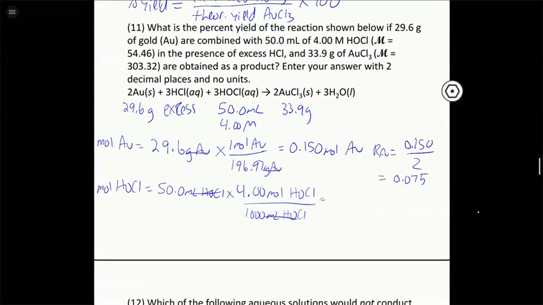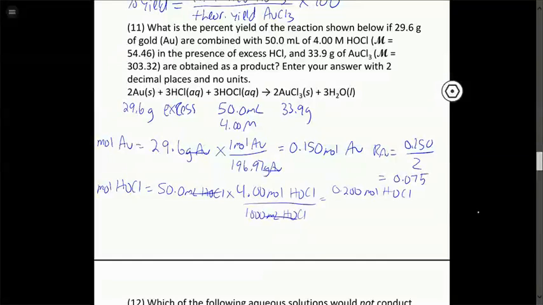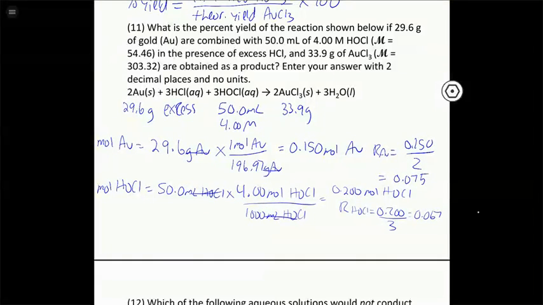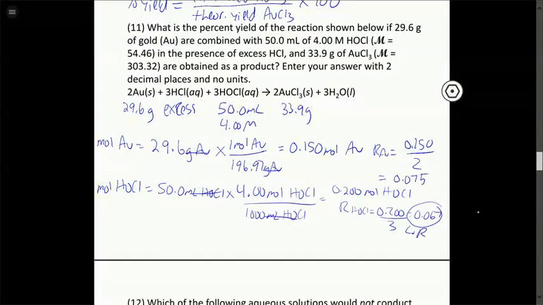And so that gives us 0.200. And then the stoichiometric ratio for this is 0.200 divided by 3. This one has a coefficient of 3 in the balanced reaction, so we divide that number by 3, and we get 0.067. Remember, the smaller of the two is the limiting reactant. This HOCl here has a smaller stoichiometric ratio, so it's the limiting reactant. Okay, so that number tells us that this is the limiting reactant.